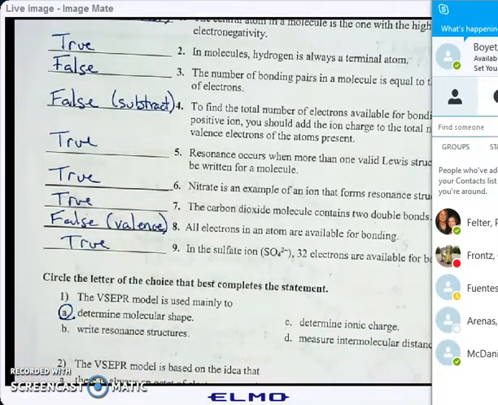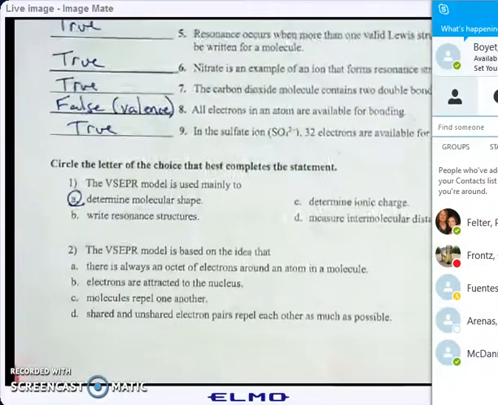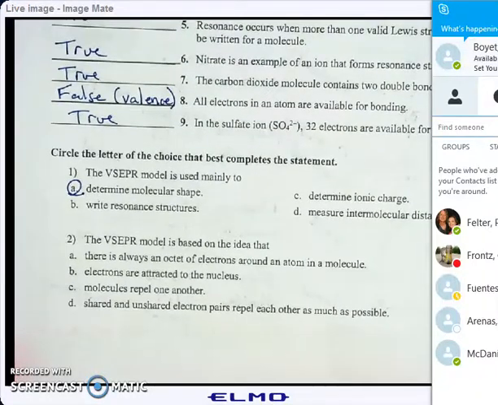A is correct. What does VSEPR stand for? What does the VS stand for? Yes. Keep going. Close.